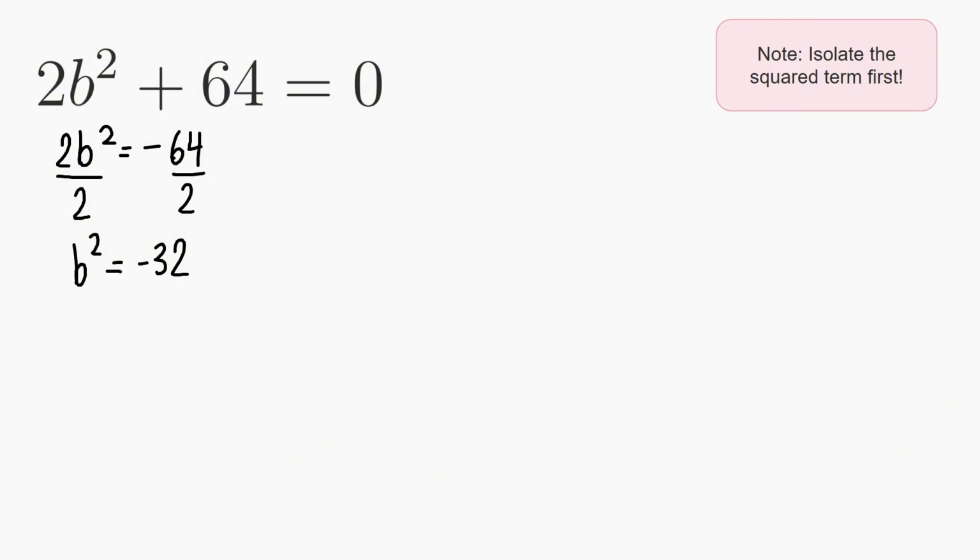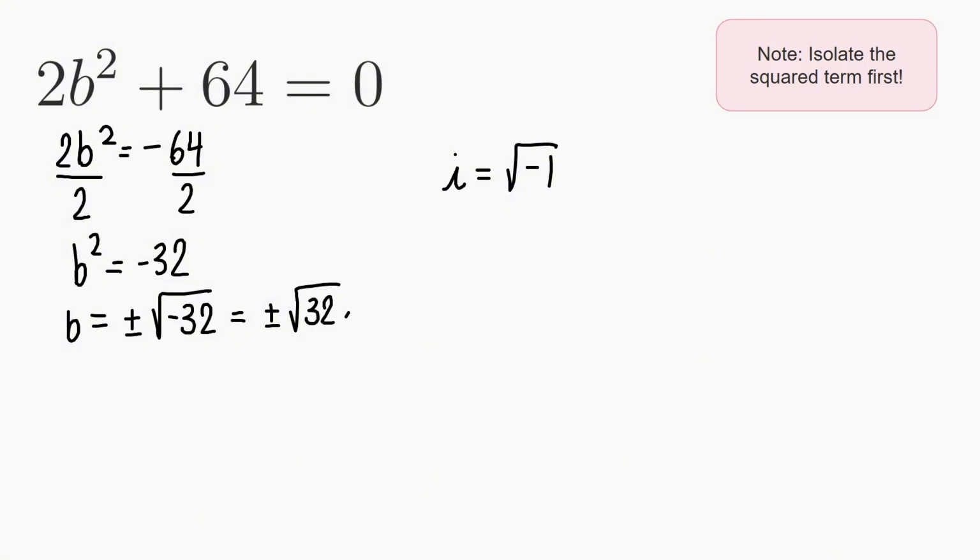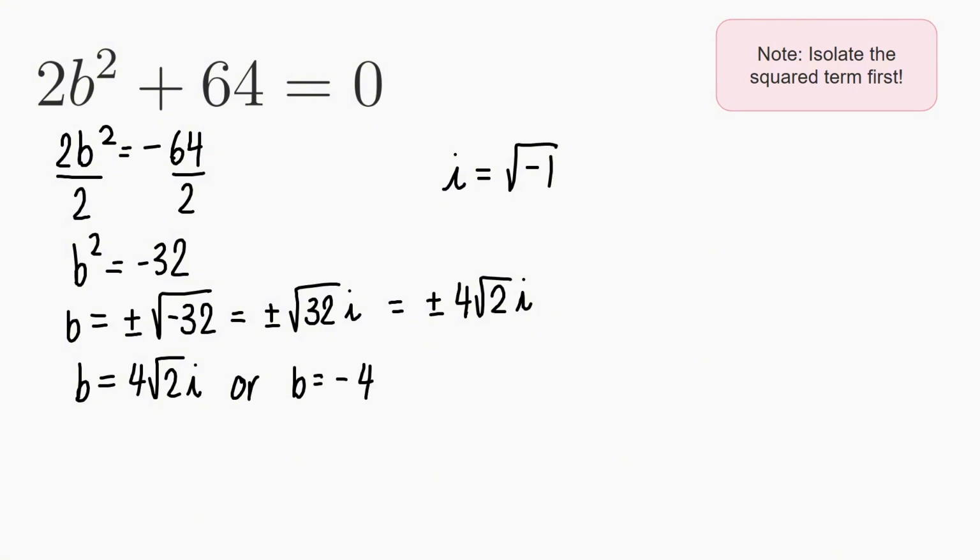Now we can use our square root property to get b equals plus or minus the square root of negative 32. Whenever we have a negative inside of a square root, we have to use i. i is equal to the square root of negative 1. So this gives us plus or minus the square root of 32 times i. Now we can further simplify. This gives us plus or minus 4 root 2 i. So b is equal to positive 4 root 2 i, or b is equal to negative 4 root 2 i.